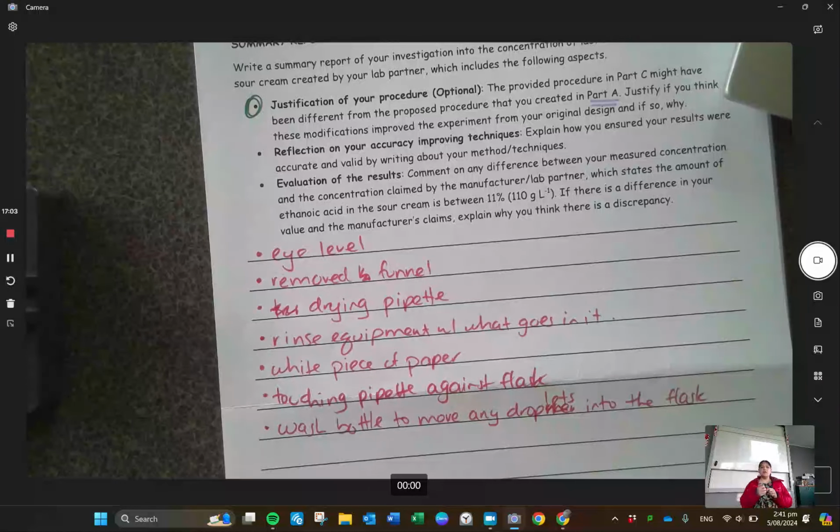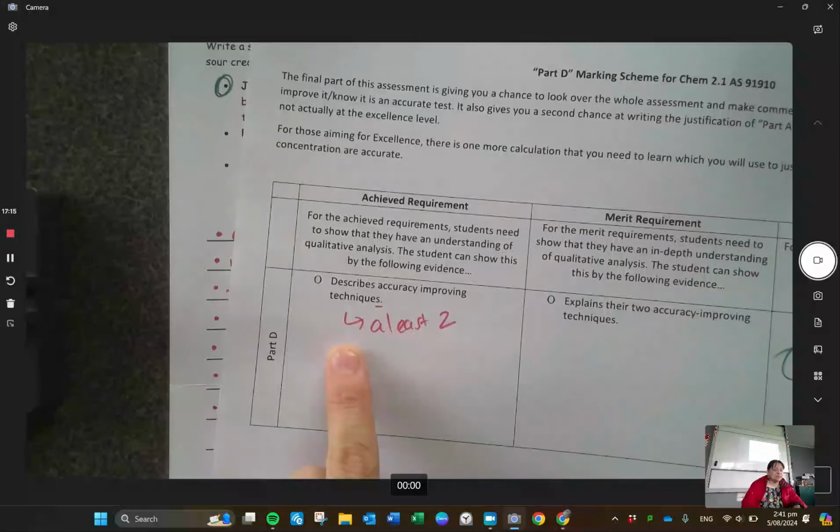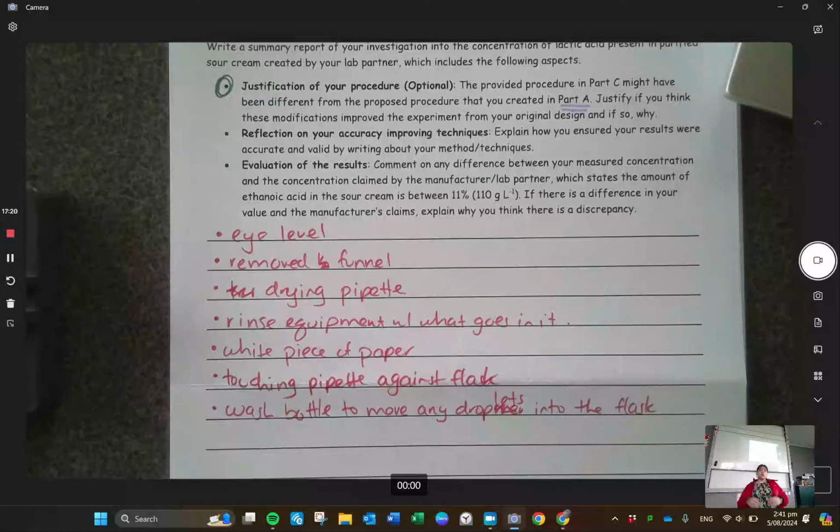All right, so all those are examples of accuracy improving techniques. Like I said, I only need 2. So if you write more than 2, it just gives you more evidence. I would not suggest writing up all of them. So that one there describes the accuracy improving technique. So that just explains what you've done. That's why I've also included it in part C, so you guys can make notes of what you did while you were doing it, just so you can remember. I could also look there as evidence.